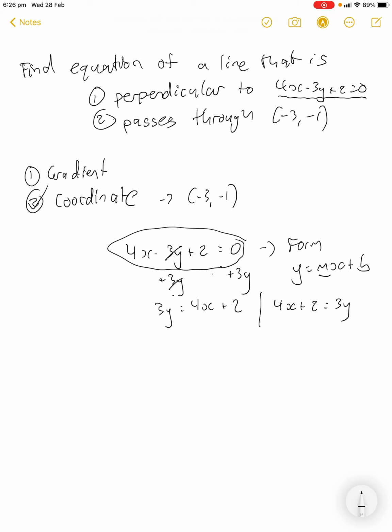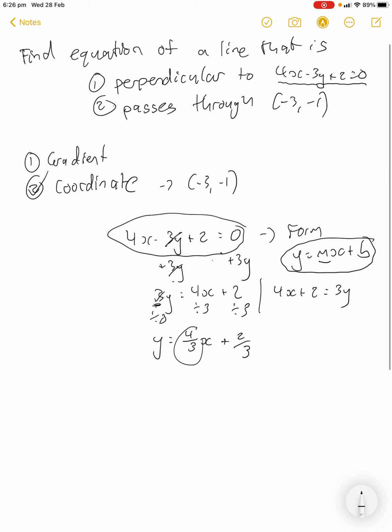Now we see it is very similar to this form here. The problem is this 3. I need to get rid of the 3. My gradient of this line is not 4. And to do that, I will divide everything in this equation by 3, because we're dividing both sides of my equal sign by 3. So it becomes y is equal to 4 over 3x plus 2 over 3. That means that the gradient of this line is 4 over 3. That's the gradient of the line I've been given.